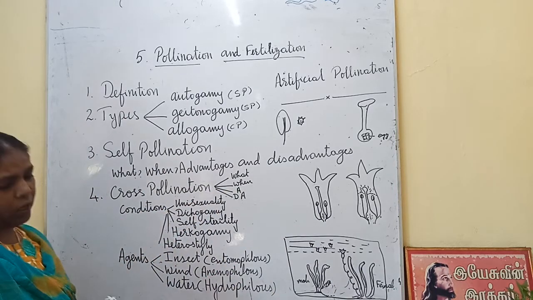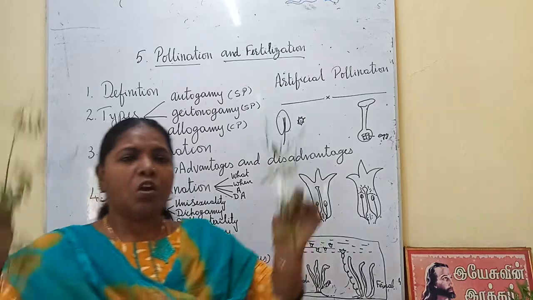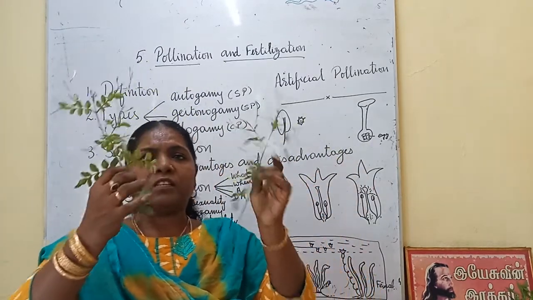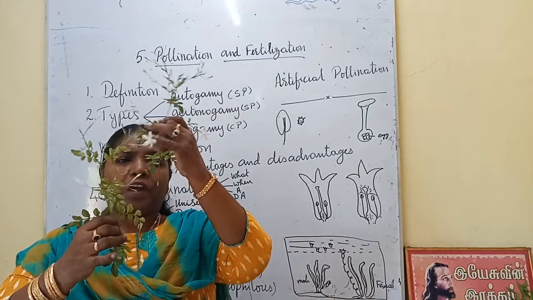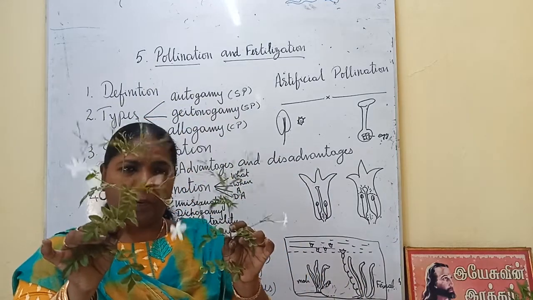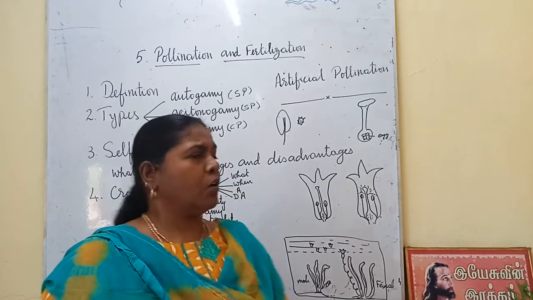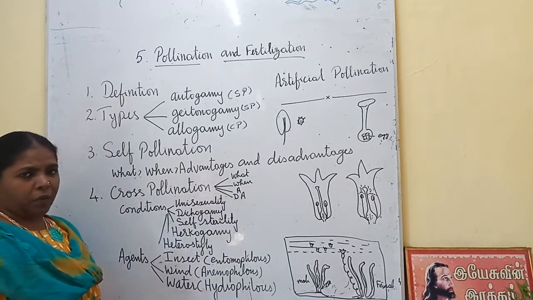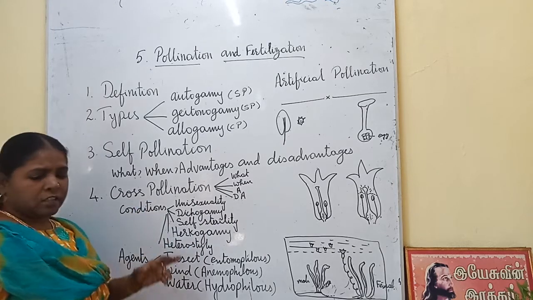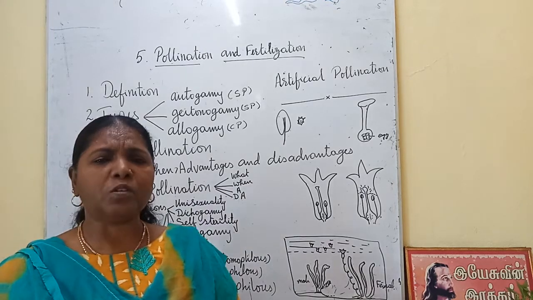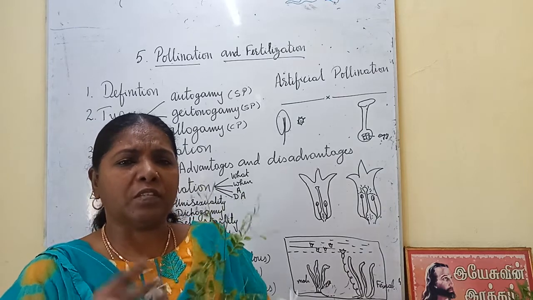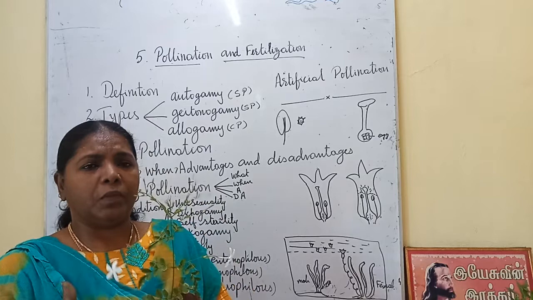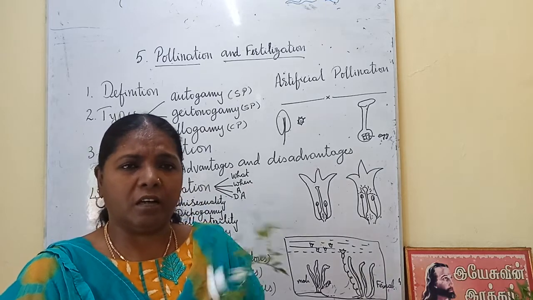Next comes cross-pollination. Already we have seen that in cross-pollination, the pollen grain of a flower reaches the stigma of another flower of another plant of the same species. That is called cross-pollination. When will it take place? Suppose the anthers are produced in one period and the gynoecium is matured in another period.